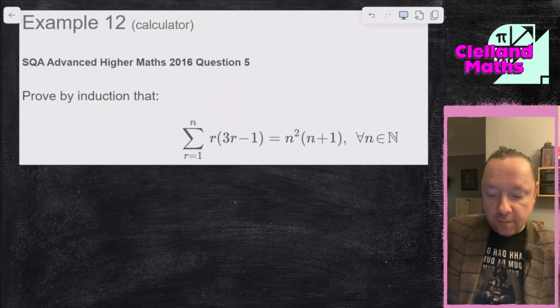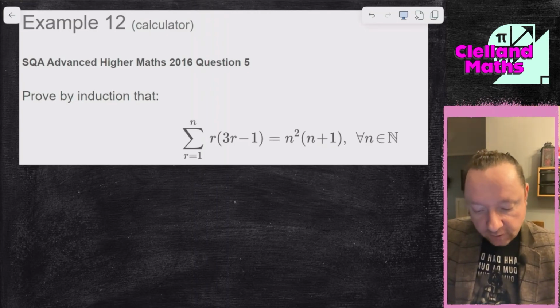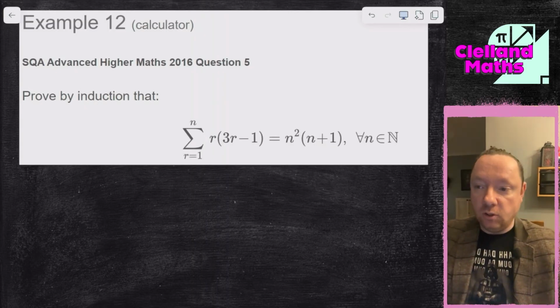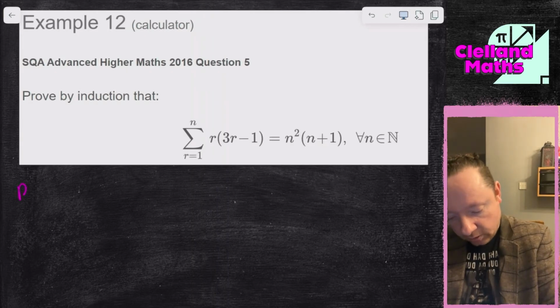Example 12, SQA Advanced Higher Maths 2016, question 5. Prove by induction that the sum of r equals 1 to n of r(3r minus 1) equals n squared times (n plus 1) for all n a member of the natural numbers. So again, induction, so we're going to do the base case first.